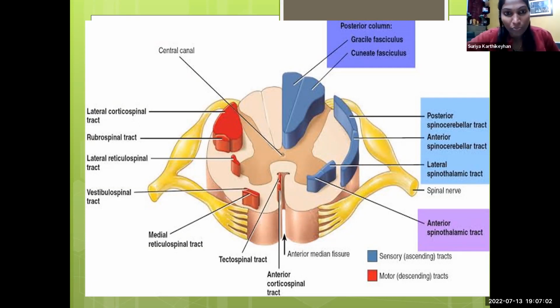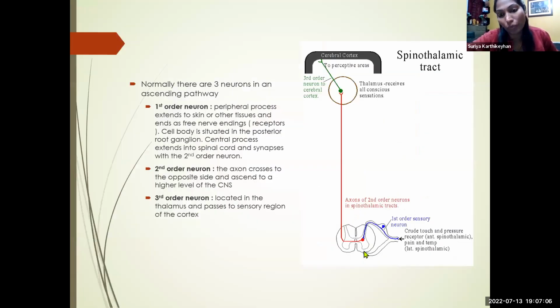So in the ascending pathway, there are three orders of neurons. It is not directly reaching the cerebral cortex. From the periphery, all these are carried to the dorsal root ganglion, which is present in the dorsal root of the spinal nerve. From there, the central processes reach the posterior horn of the gray column, then cross to the opposite side, ascend upwards and reach the thalamus.